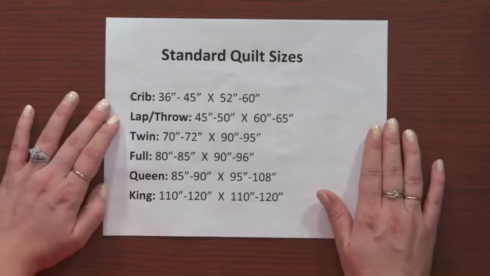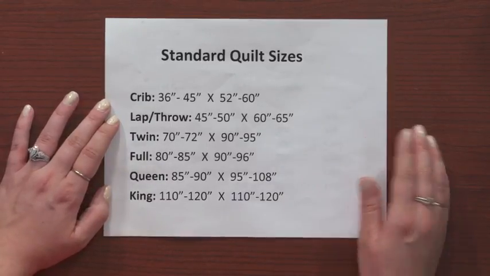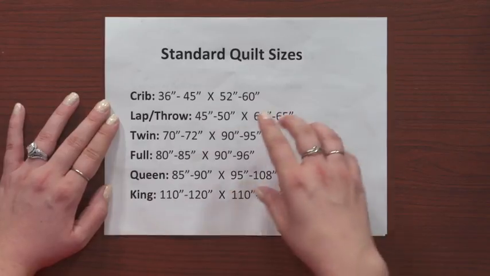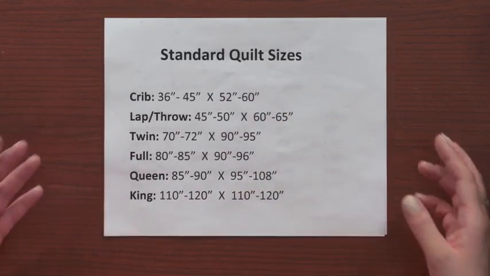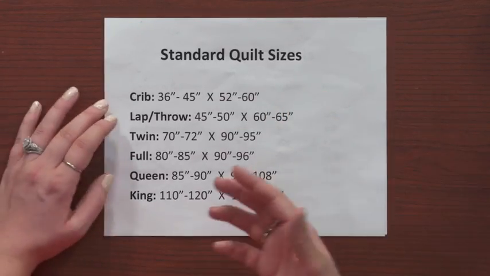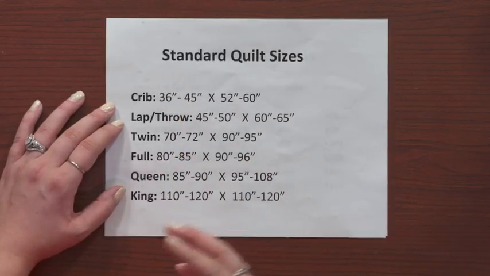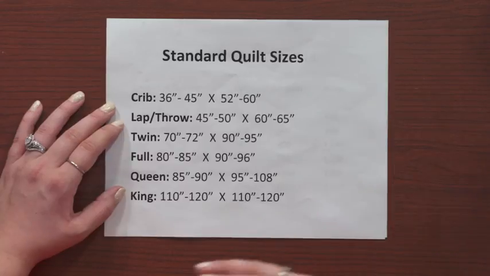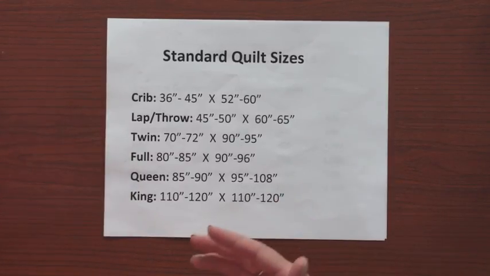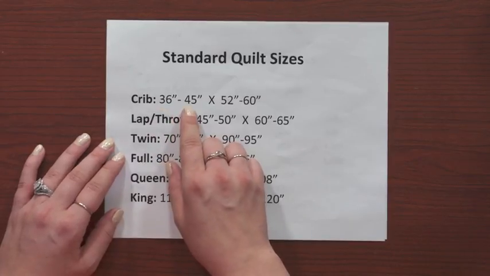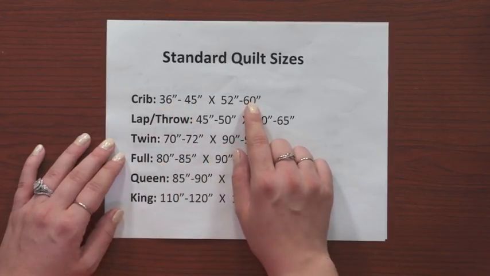So knowing how much thread you need to quilt your quilt depends on the size of quilt you're making. These are some of the standard quilt sizes, everything from a crib quilt all the way up to a king quilt. Now if you just search for common sizes of quilts, you're going to get some variation in the sizes, anywhere from 5 to 8 inches difference on length and width, and it can still be considered a crib versus a lap, throw, or even a twin. So these are some of these standard quilt sizes, including the variations in sizes.